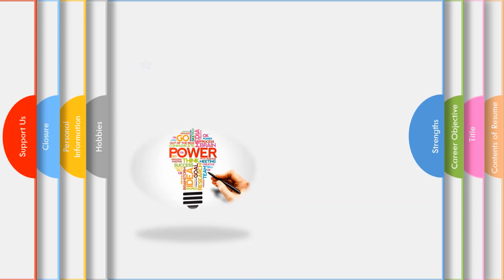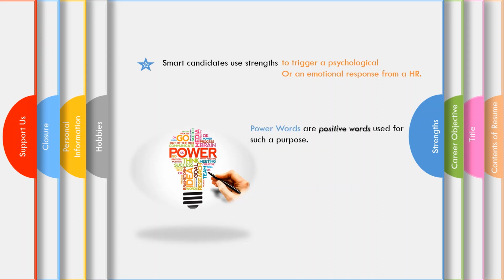But smart candidates use strengths to trigger a psychological or an emotional response from an HR. Power words or positive words are used for such a purpose. Let's see how your vocabulary can be used to make such an impact.